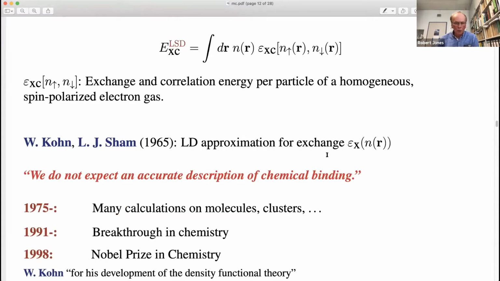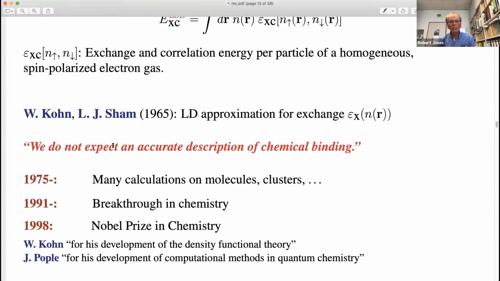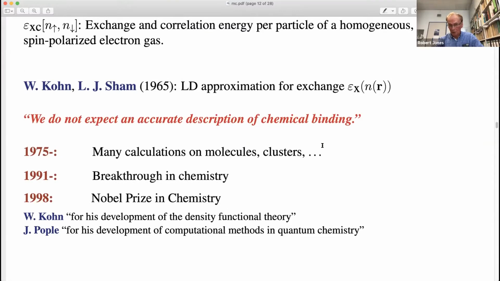The approximation that was used by many people and by us at the beginning was the local spin density approximation, where we obtain the relationship between this term and the up and down spins from calculations in a homogeneous spin polarized electron gas. Even in the first paper by Kohn and Sham, they said you do not expect an accurate description of chemical binding. But some years later, people started to use it on molecules, clusters, and the like. And much later, indeed, in around 1991, 1992, the chemists saw this as the approximations then in use led to a breakthrough in chemistry.